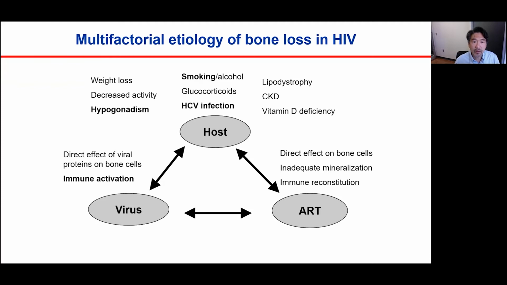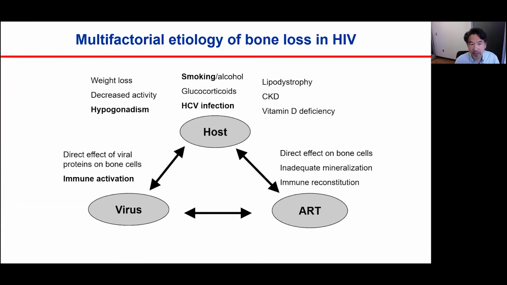Now, what is the etiology of bone loss with HIV? There are host factors, in particular environmental factors like smoking and alcohol use, or hormonal differences like hypogonadism, which is common with HIV, as well as co-infections like HCV infection, which has an effect on bone. There's also the effect, directly or indirectly, of the virus.